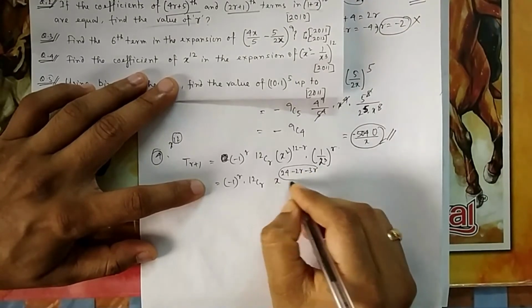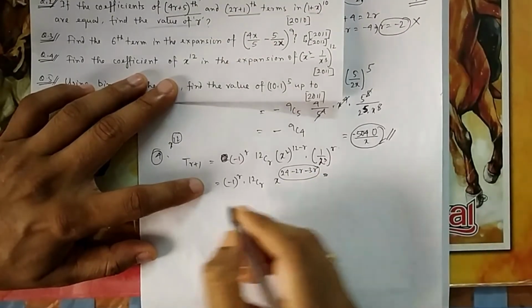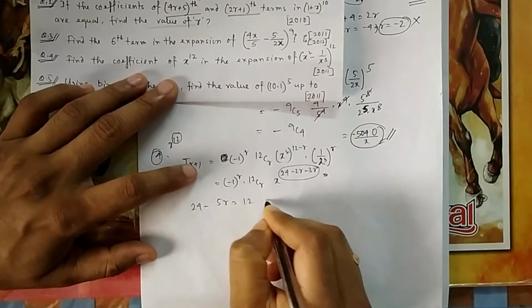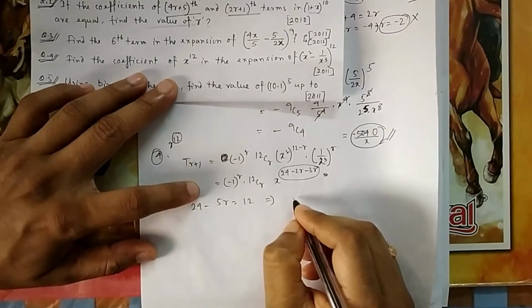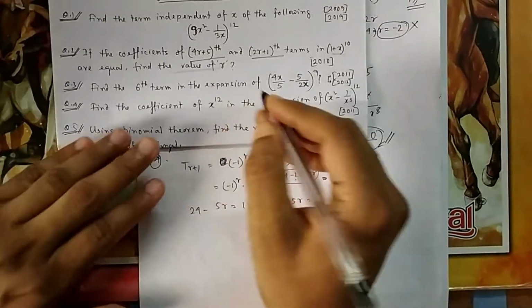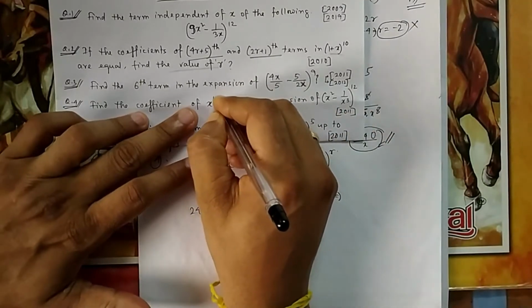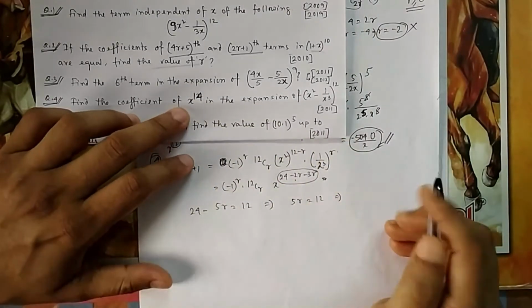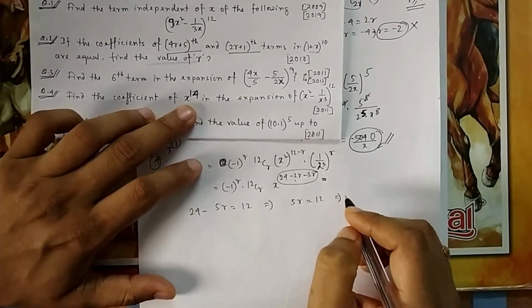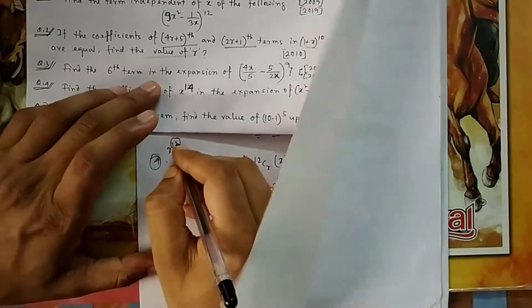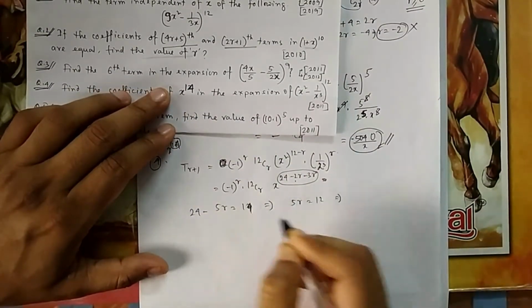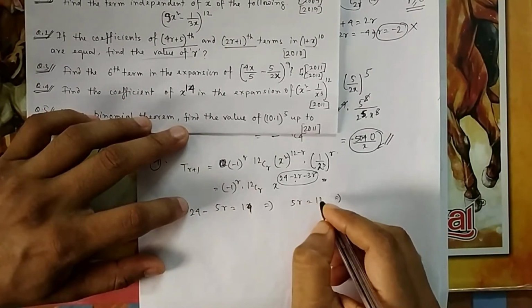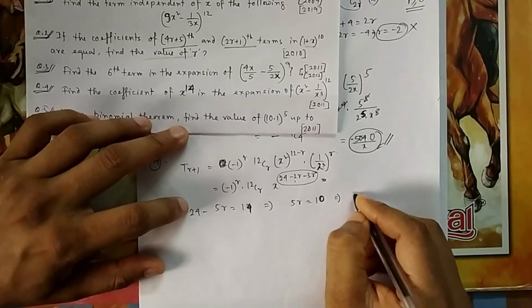Now this power should be equal to 24 minus 5r, that should be equal to 12, which implies 5r should be equal to 12. Oh, a mistake is there, you make this correction. I will try to fix it in the question paper. This will be x to the power 14, so you make it x to the power 14 here. Then you have to find the coefficient of x to the power 14, and then only you will get r, because r cannot be a fraction. So 24 minus 14 is 10, so it means r is equal to 2.